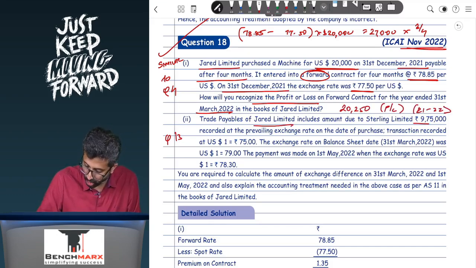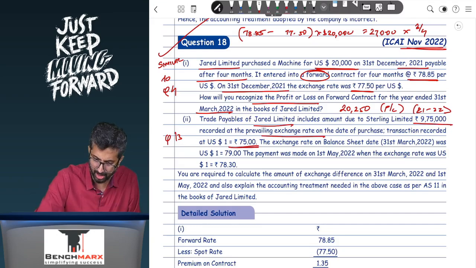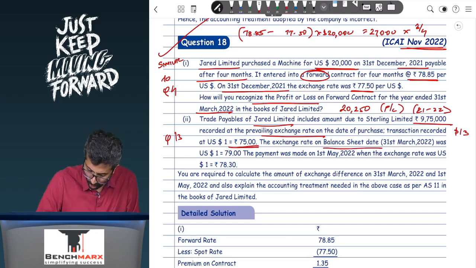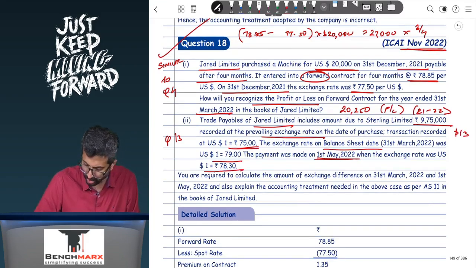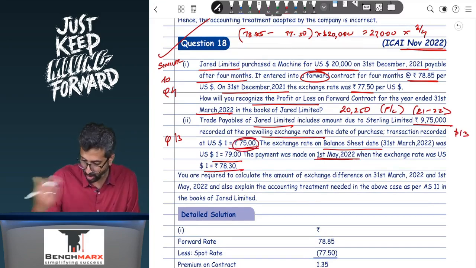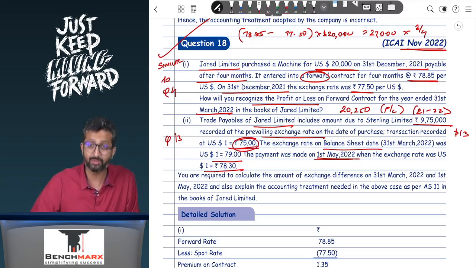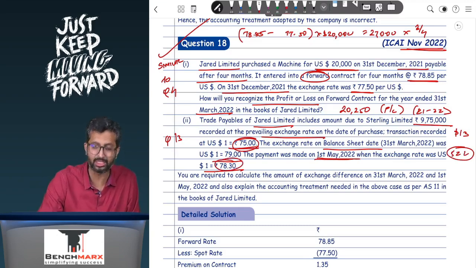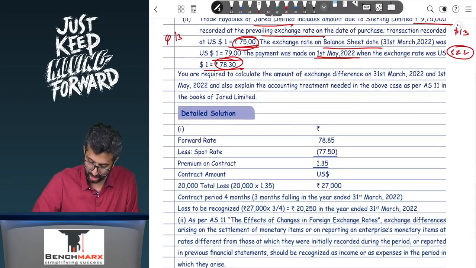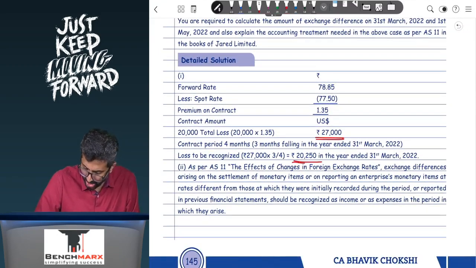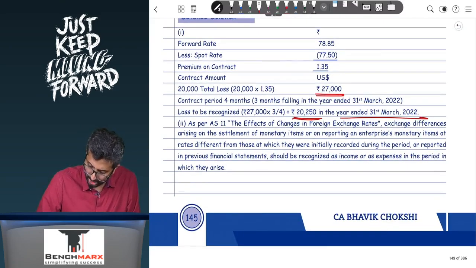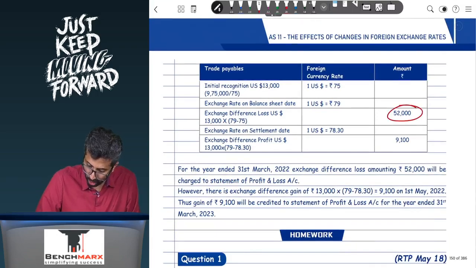Trade payables of Jared include an amount in sterling of 975, which is recorded at the prevailing rate of 75. So this is 975 divided by 75. First step is always finding the dollar amount, which is $13,000. The exchange rate on the balance sheet date was 79, and the payment was made on 1st May when the exchange rate was 78.3. So when you recorded, the rate was 75, now it is becoming 79, so there is a 4 rupee loss, and hence 52,000 will be the loss. However, later you are paying at 78.3, and hence there is a 0.7 gain into 13,000, that is 9,100 gain. So 27,000 is the premium and 20,250 will be recorded in the year ended, and over here, when you look at the second sub part, there will be a 52,000 loss, and then there will be a profit of 9,100.